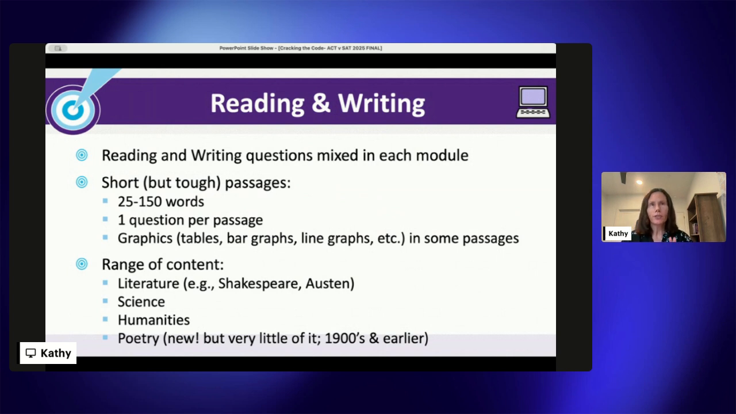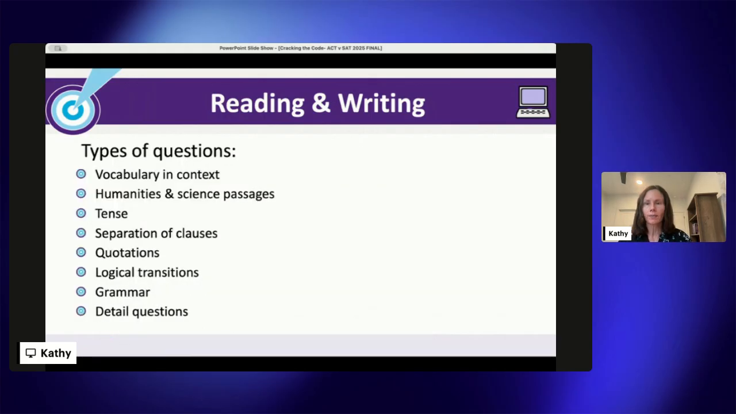And just to be aware, don't be fooled. Even though the passage length might be short, it is very dense. And when you're dealing with a passage that short, every word typically counts. So do read closely. You really can't skim through these.